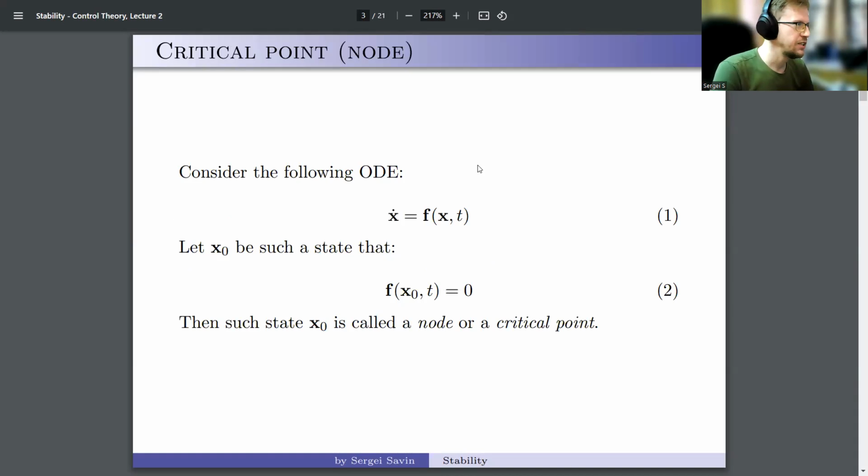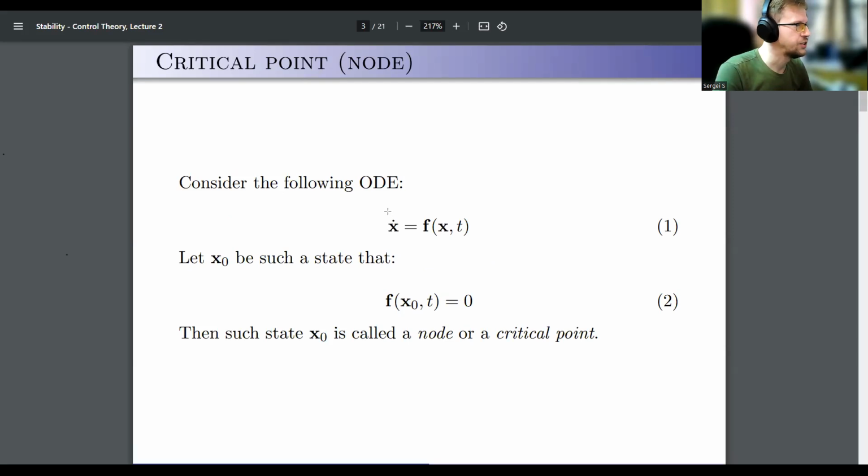So before we discuss stability, we need one concept, and that is the concept of a critical point, or what we call a node. Right. So let us consider the ODE x dot equals f of x, t. Then let us find such x0 that f of x0, t is equal to 0. Such state x0 is called a node or critical point.